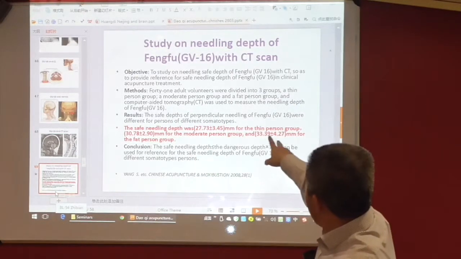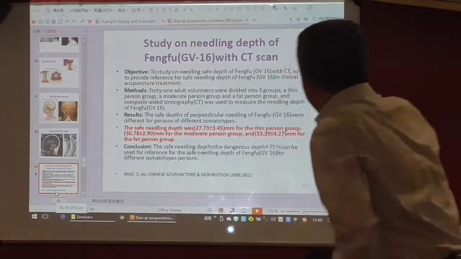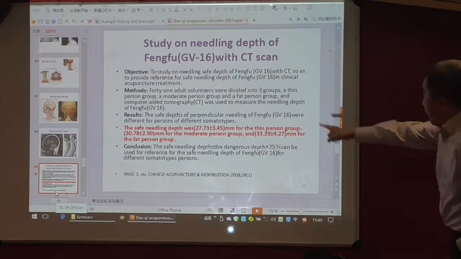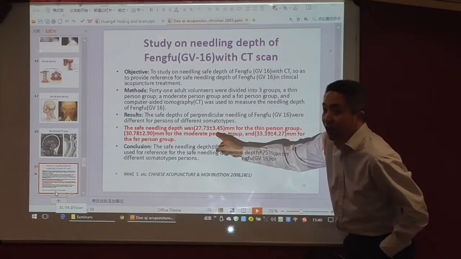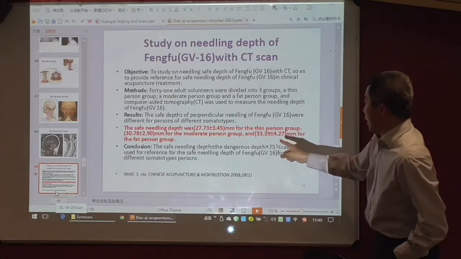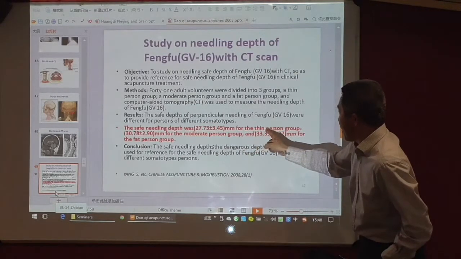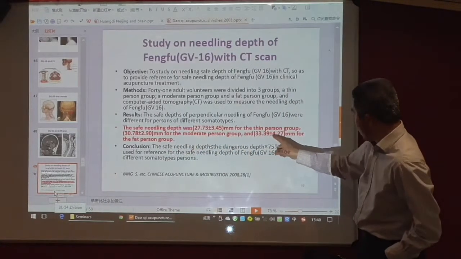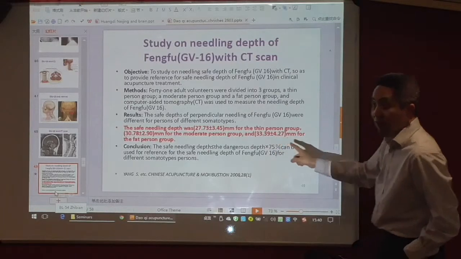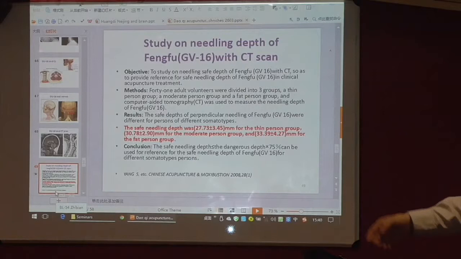This is research. CT scan is the form for GB16. Then the safety, you can see, the safety depth between here is around 30 millimeters. It depends on different groups: a slim person, moderate person, or fat person. For a fat person it could be 35 or more than 35. So that's the research reference.